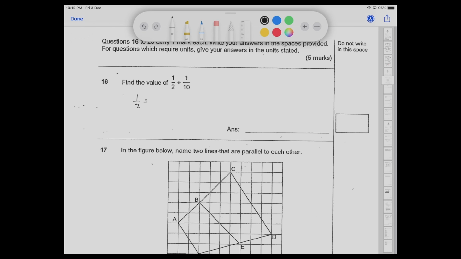Find the value of half divided by 1/10. We need to know the important concept about the relation between division and multiplication. When we have a fraction a over b and we divide it by c over d, we change the divide sign to a multiplication sign and always flip the numerator with the denominator of the other fraction. You'll get a over b times d over c. Similarly, half divided by 1/10 is half times 10 over 1. What is 10 over 1? Half times 10 is 5. Yeah, so that's the answer.